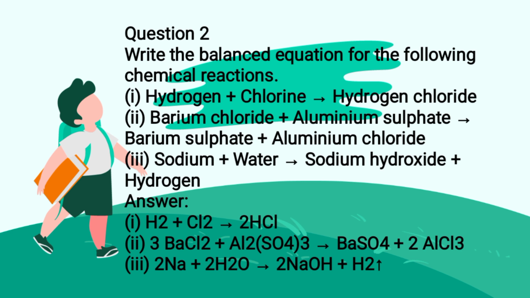So let us come to question 2. Write the balanced equation for the following chemical reactions. Hydrogen reacts with chlorine to form hydrogen chloride. H2 plus Cl2 gives 2HCl.